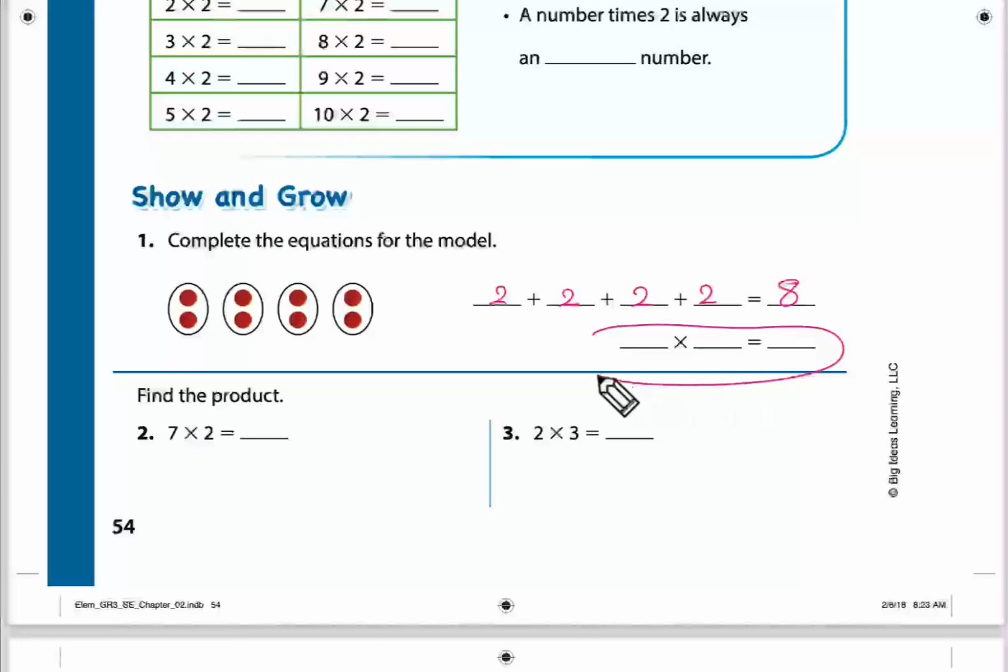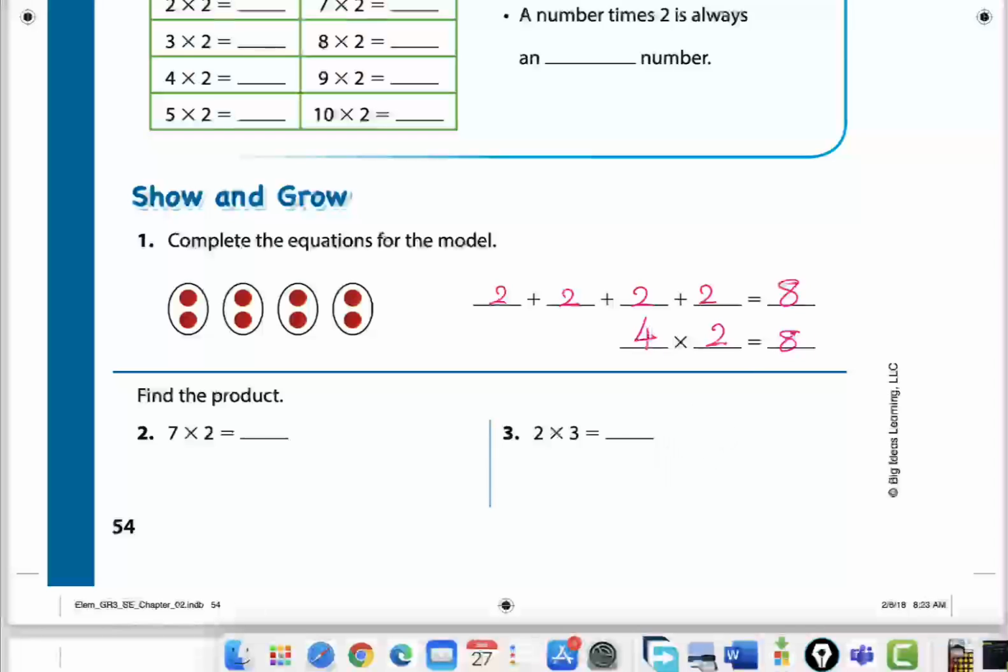Can you tell me the multiplication equation? No. You said 8 times 2. No, 8 is the product. How many groups? How many groups? Yes, 4 groups. So 4 times 2 equals. Excellent, my hero. Thank you. Great work. Okay. To the next question.